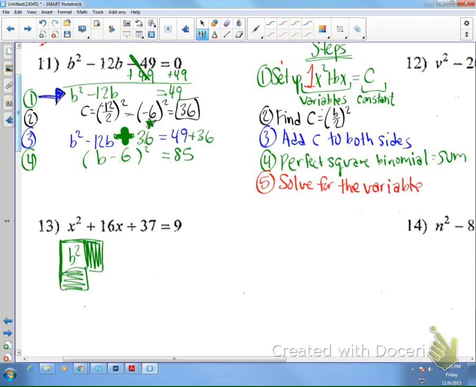So this is b minus 6 all squared. B is trapped in the parentheses, so you have to undo the square first. What? No. We want to undo squaring. It's not dividing. Square root. The inverse of squaring is taking the square root. So everyone put a square root on both sides.